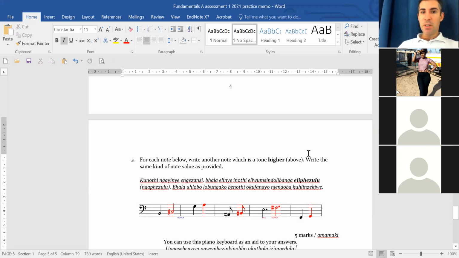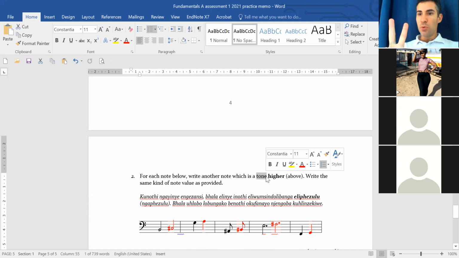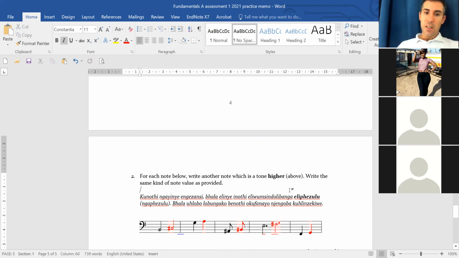Right, now let's have a look at this one, because this one here is about a tone. Tone, one step or two? One step or two steps? Two steps, then. Two steps. Okay. And it's up. Higher means up. All right. So let's have a look.